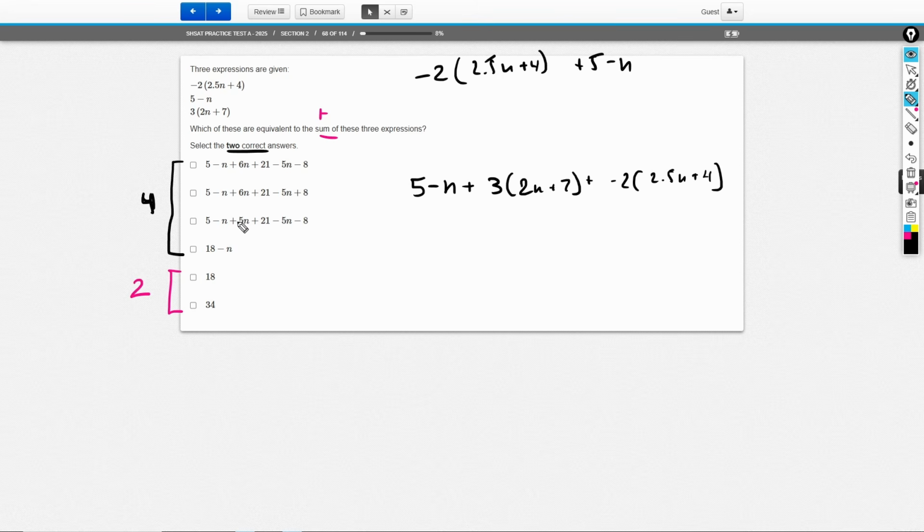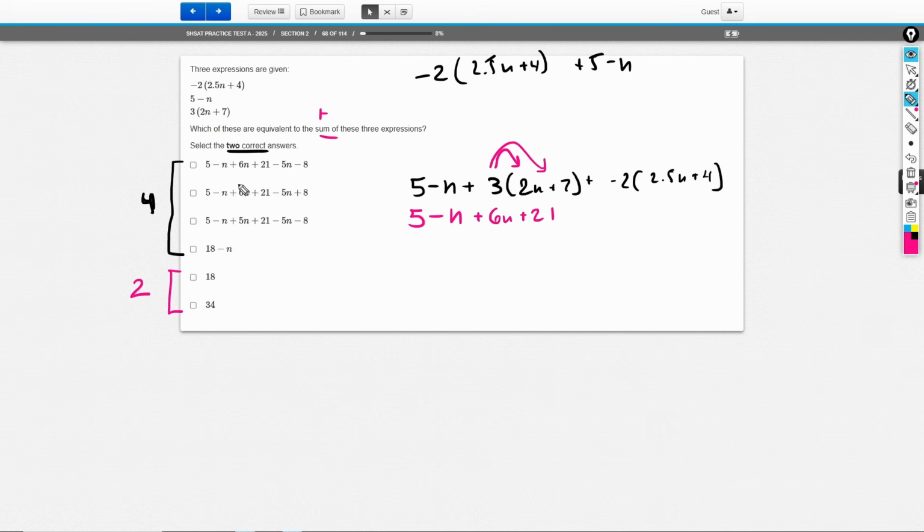Okay, now how did I know I have 6n? That's because whenever you have a number outside of the parentheses, in order to get rid of the parentheses, you have to multiply that outside number by whatever's on the inside. So here 5 minus n doesn't have anything, isn't even in parentheses, so I can just write that as is. But here I have 3 on the outside, so I have to multiply 3 times 2n to get 6n, and then 3 times 7 to get positive 21, right?